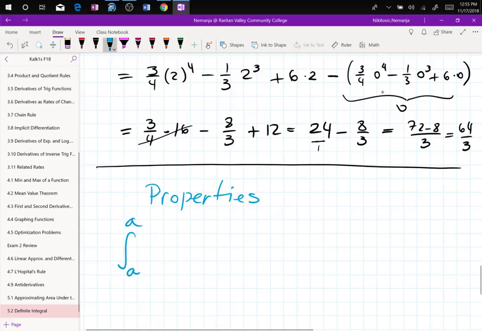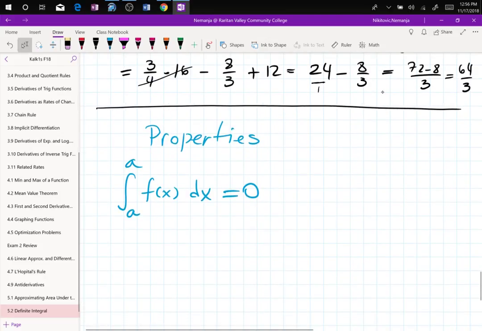The definite integral from a to a of f of x dx is 0. Why? You're not going anywhere, exactly. There's no width, right? What is the area between 3 and 3? What do you mean area between 3 and 3? You have area between 3 and 4. You don't have area between 3 and 3. Make sense? So clearly it's 0. So if you end up with the same numbers, that's done.